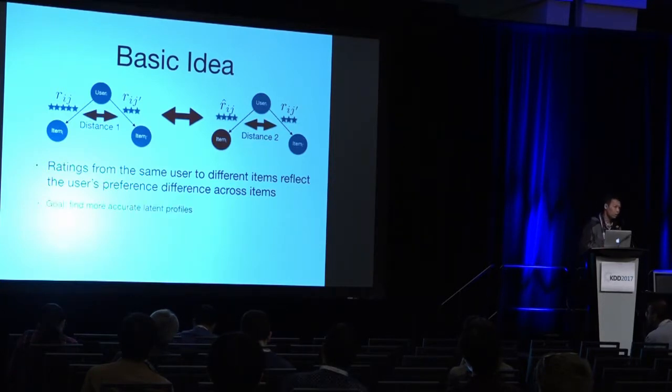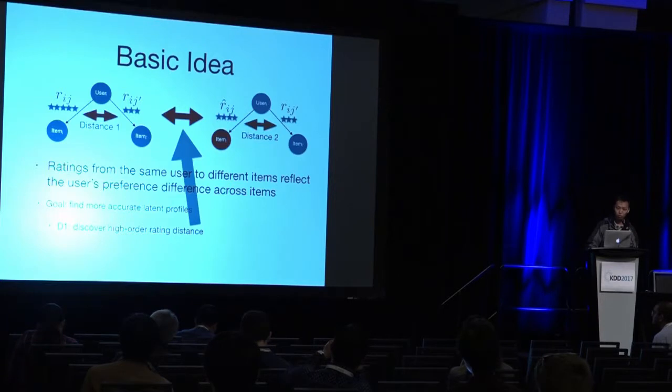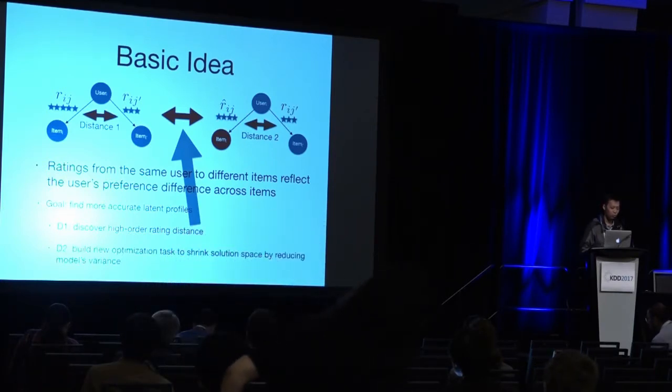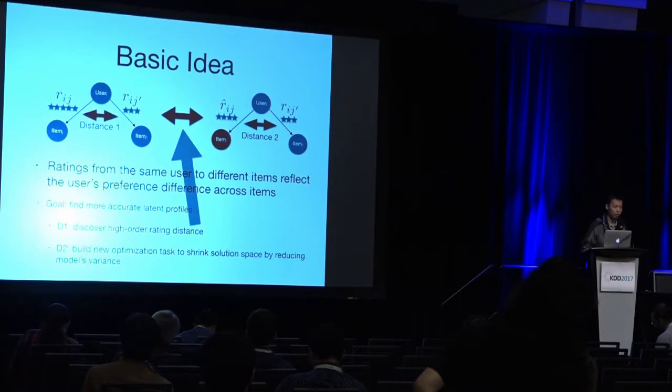So this is a basic idea that we can borrow the information from other users and items for a given Rij. And the goal of this work is to find more accurate latent profiles. In particular, we first want to discover a high-order rating distance, and then to make use of the higher-order distance to build a new optimization task to shrink the solution space.